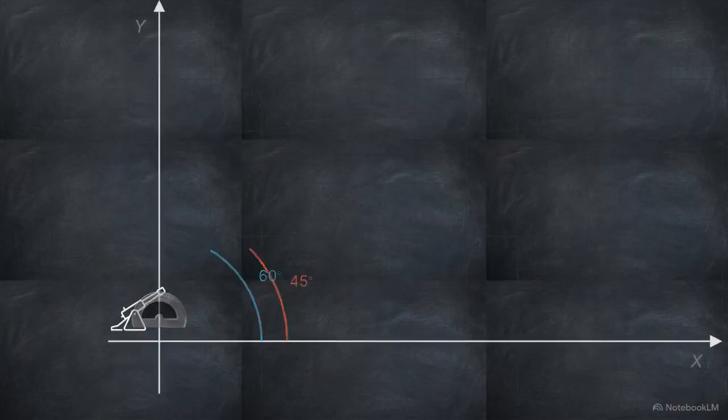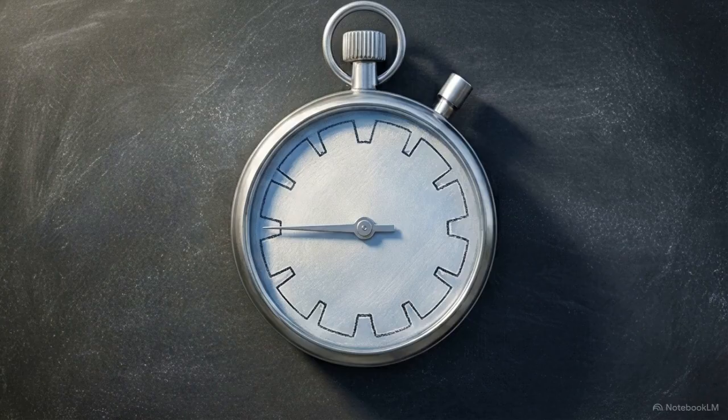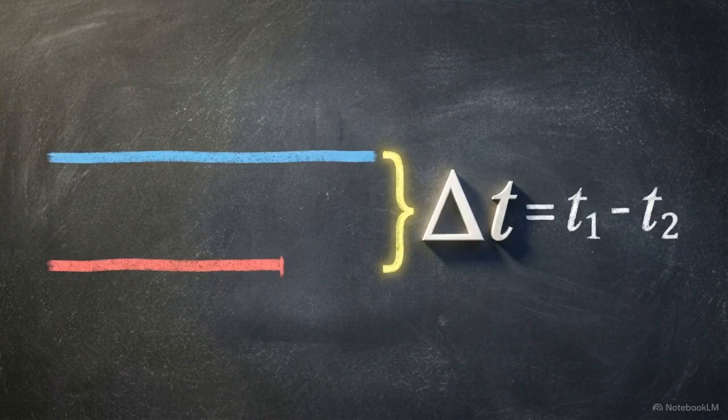For a collision to happen, both shells must occupy the same horizontal position, x, and the same vertical position, y, at the same instant. We will define the total flight time for the first shell as t1 and the flight time for the second shell as t2. The necessary wait time between shots is the difference between these two flight times. Delta t equals t1 minus t2.